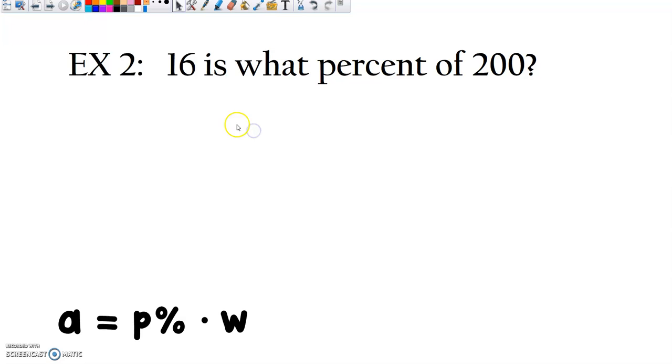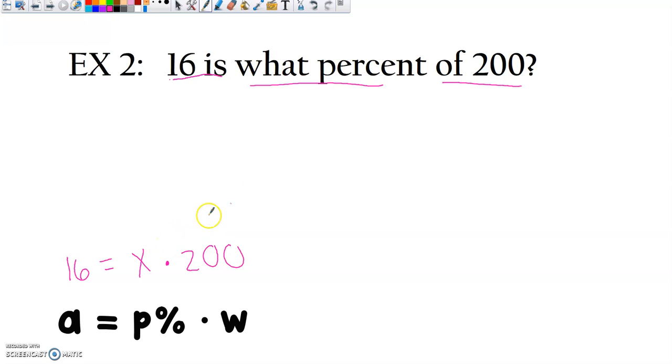So let's try another one. This one sounds really similar to the previous one, and I did that so that you would see the difference here. So 16 is, this time I know that 16 is, so I know my answer. I know my part. 16 is what percent? I don't know the percent. That's my x. Of 200. So times 200.